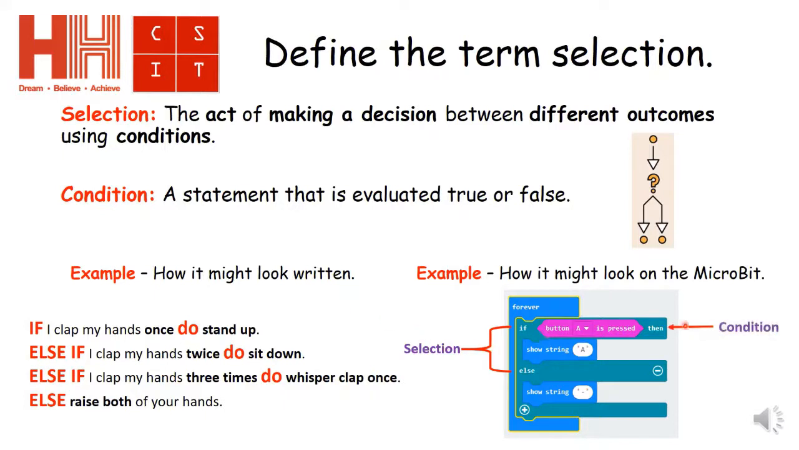We only have one condition in this case, and that condition is button A being pressed. Now if it's true, it produces the outcome show string A. If it is false, it will produce the string dash, and these are our outcomes.